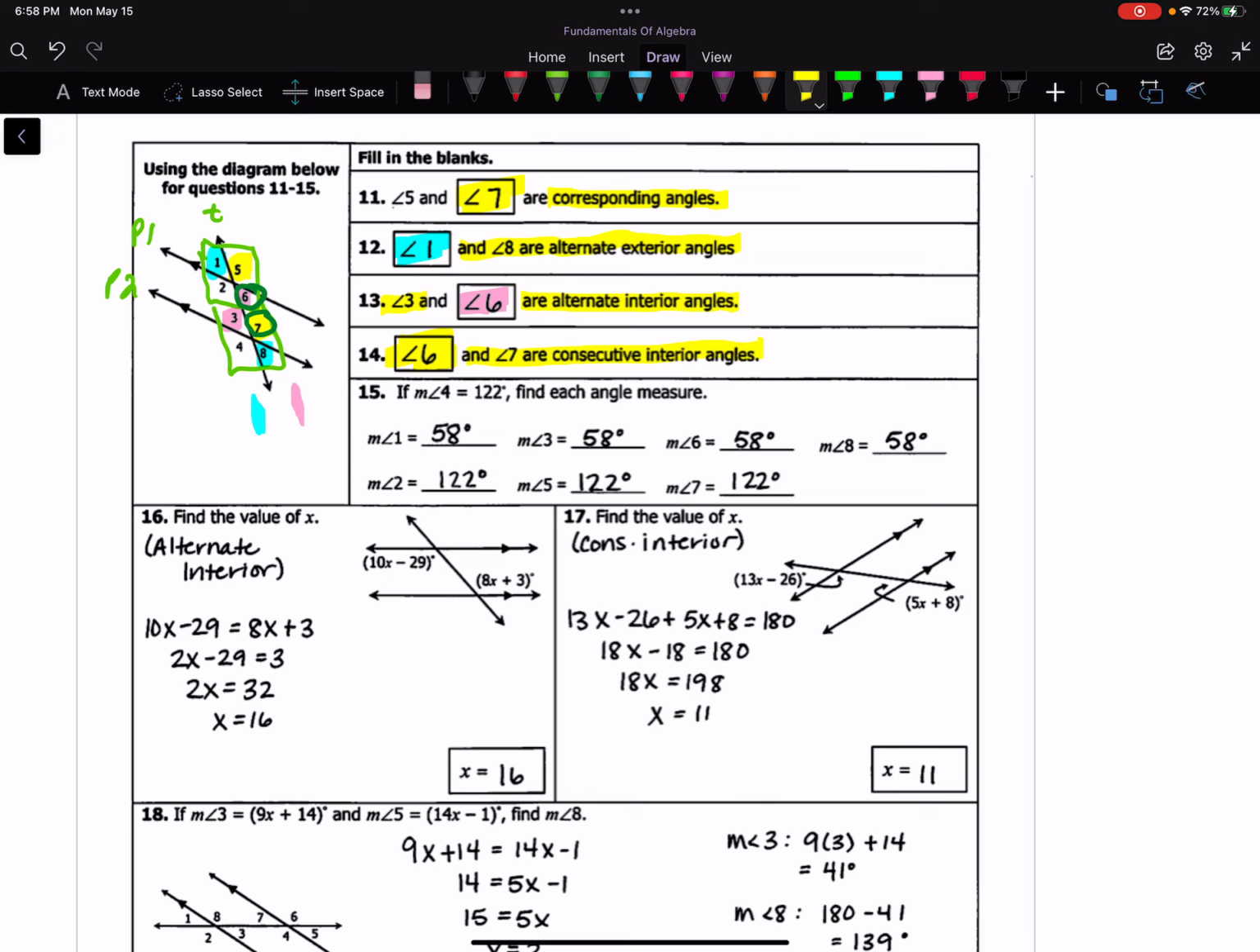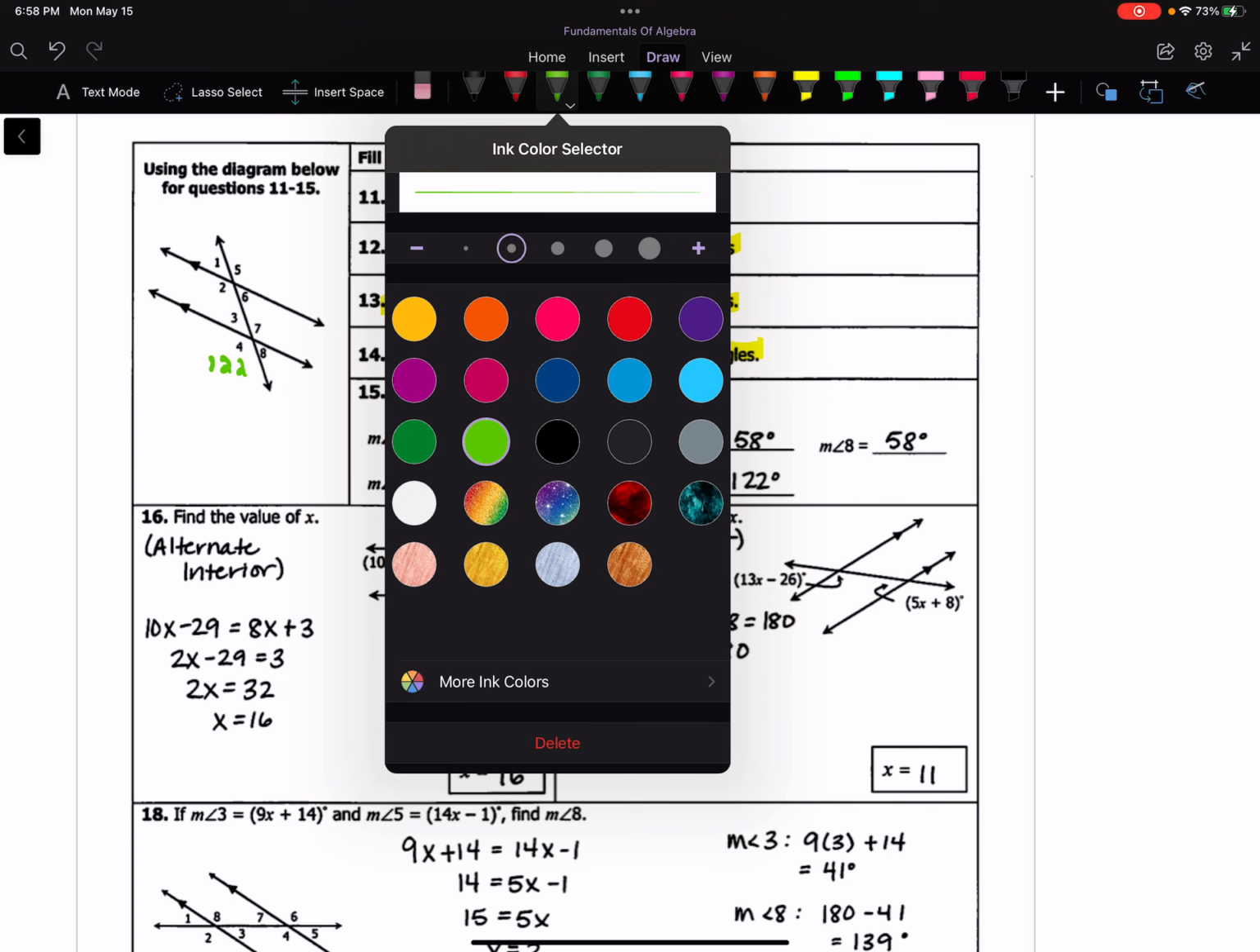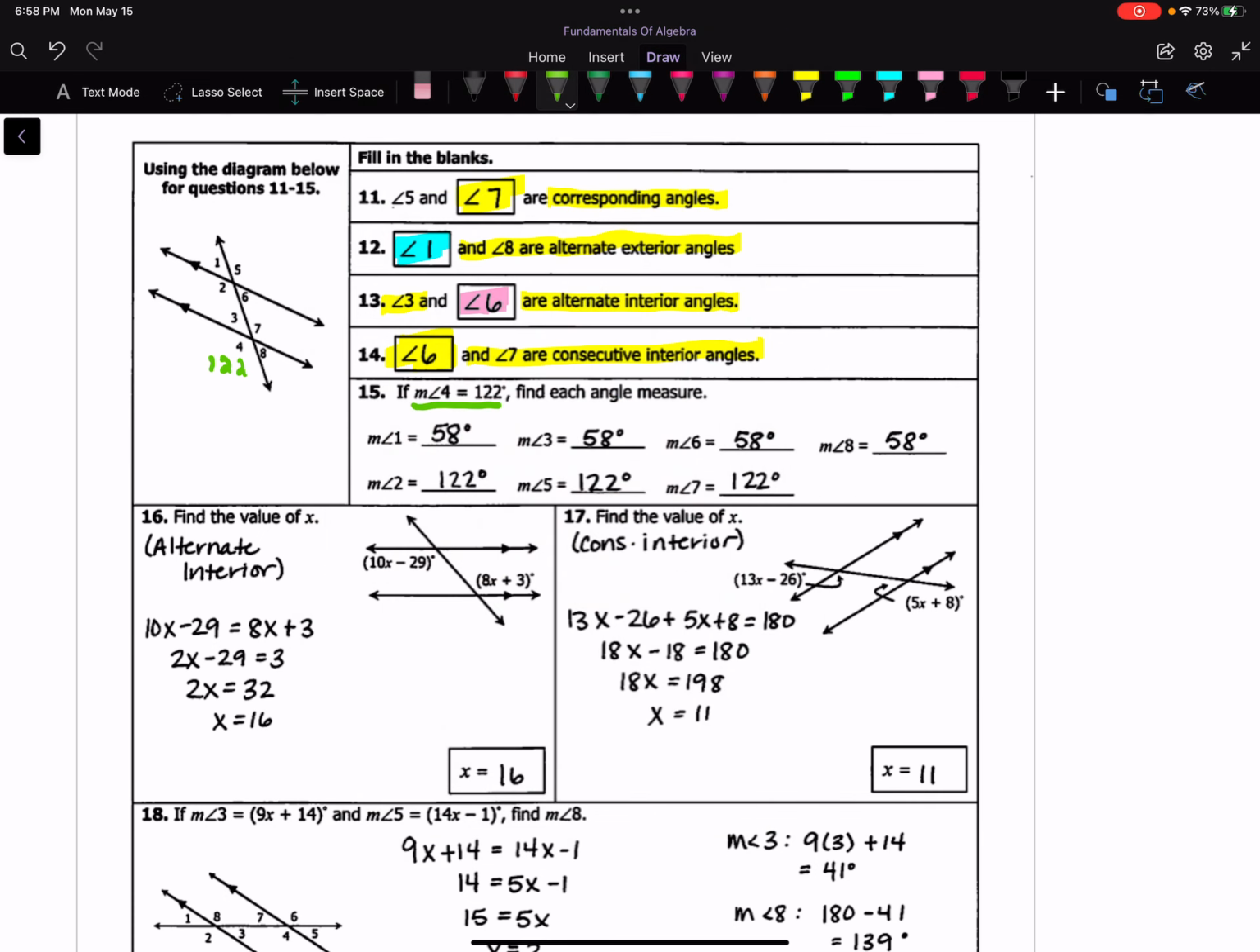Now they tell us the measure. I'm going to erase everything over here. Now they tell us the measure of angle 4. And they tell us that it is 122. So we know this is 122. Let's make that a little skinnier. Okay, and let's erase that and write that as 122 degrees. Find each angle measure.